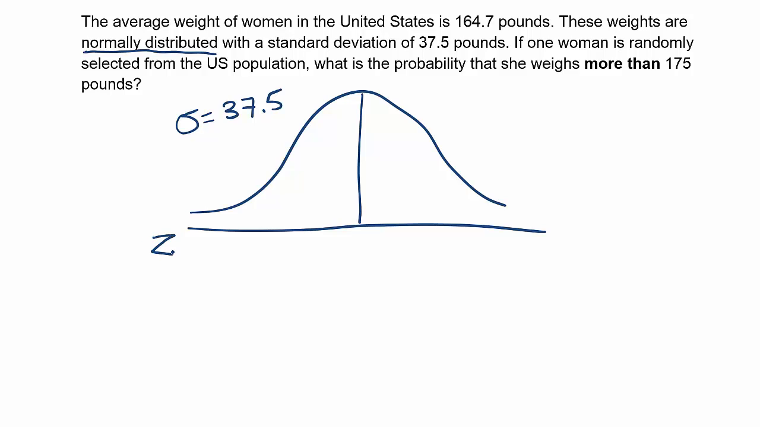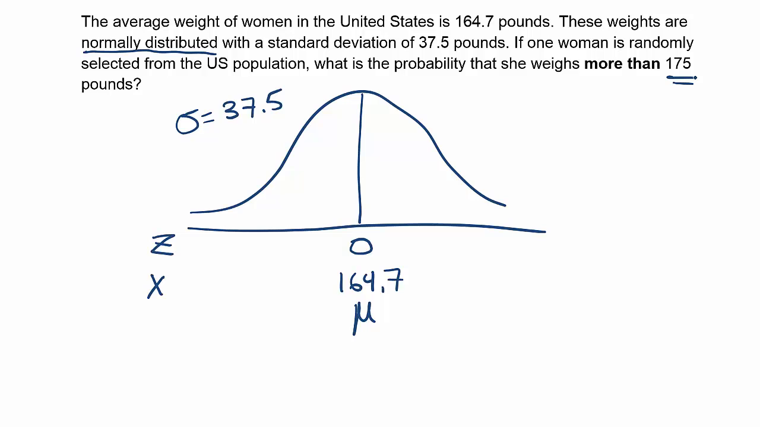Now, I'm going to label a z-axis centered at 0, and then I'm going to have an x-axis, which I'm going to use for the weights. So the average weight is 164.7. I'm going to put that in the center of the curve, indicating where the mean is located. All right, now from there, I'm going to put the reference value they're asking about on the x number line, because that's a weight, in the appropriate location.